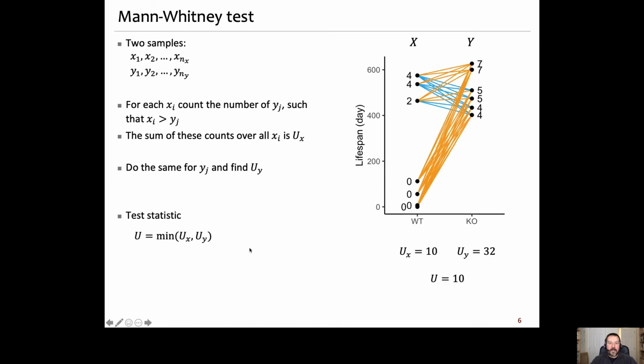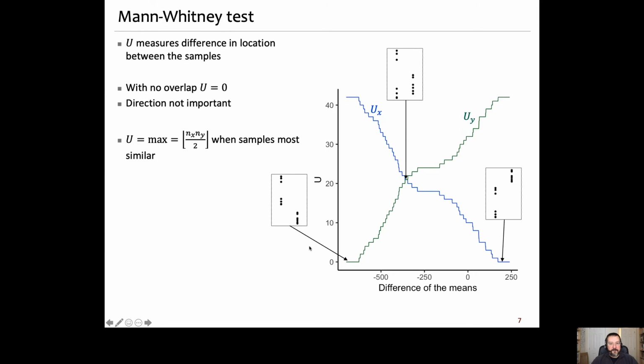We repeat this for all X's. We repeat this also for all Y's, and we add up all these numbers. We find UX, which is 2 plus 4 plus 4, that is 10, and UY, which is the sum of all these numbers. The test statistic is the minimum of these two numbers. In this case, it is 10. This picture should help you understand how this works.